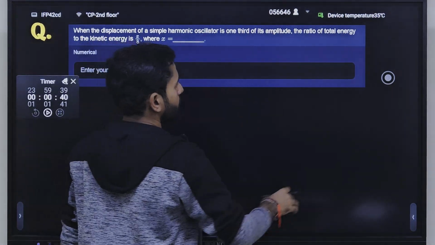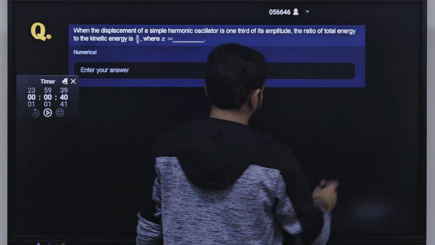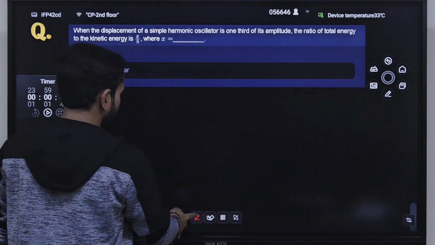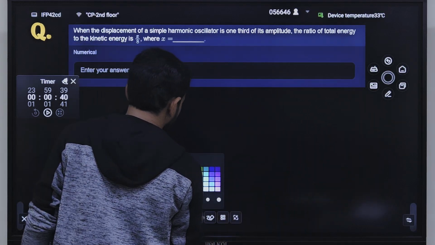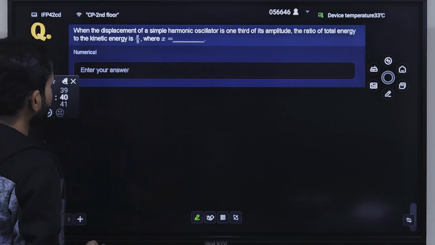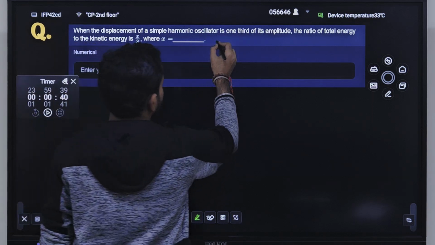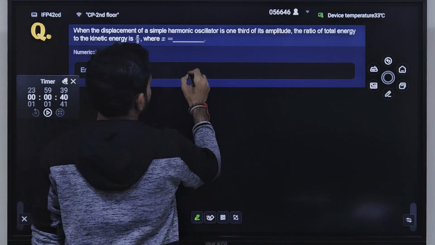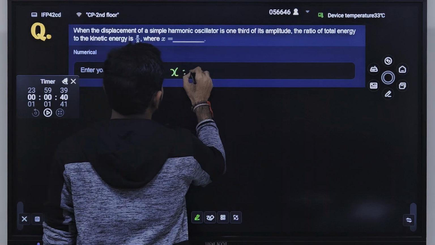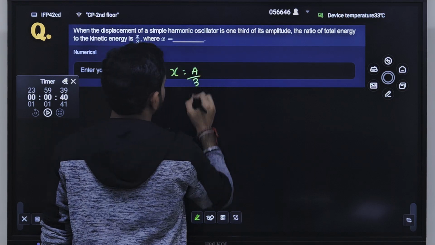How you can solve it. Energy question. Formula should be clear in your mind. Should we start? Fine. When the displacement of a simple harmonic oscillator is equal to 1 by 3 of the amplitude, x is given as A by 3.